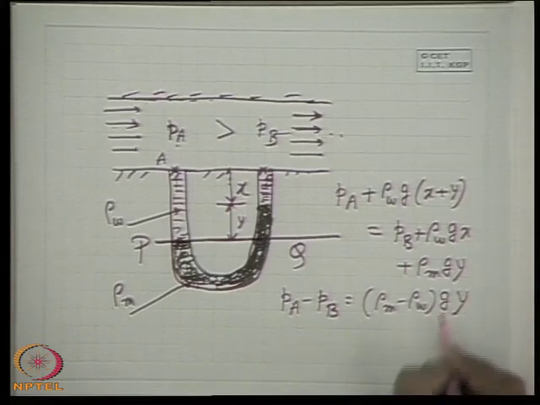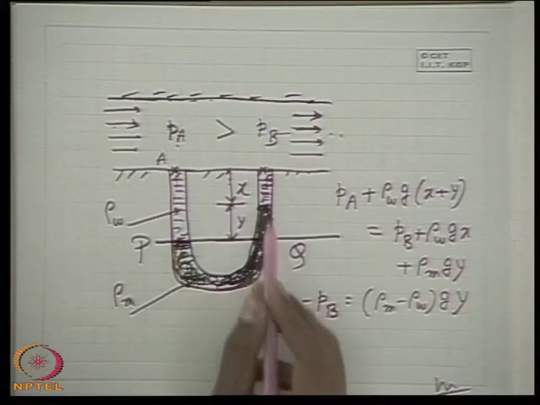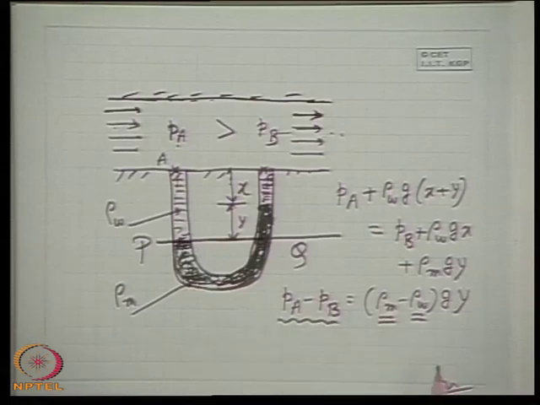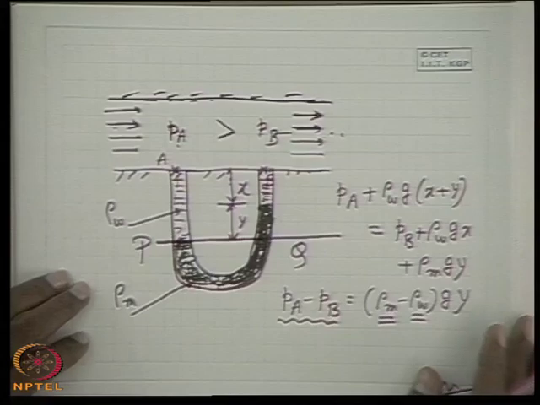That means by simply noting the deflection of the meniscus in the two limbs of the manometer, and if we know the density of the manometric fluid and the working fluid, we can find out the pressure difference in the case of a flowing fluid. This pressure is known as the static pressure.